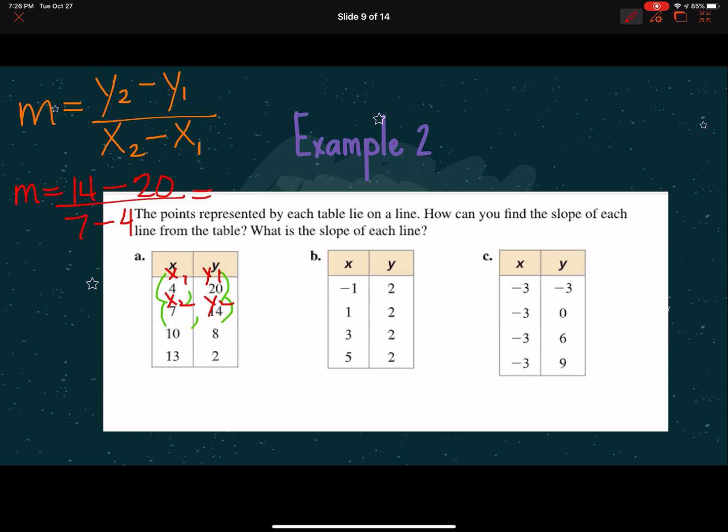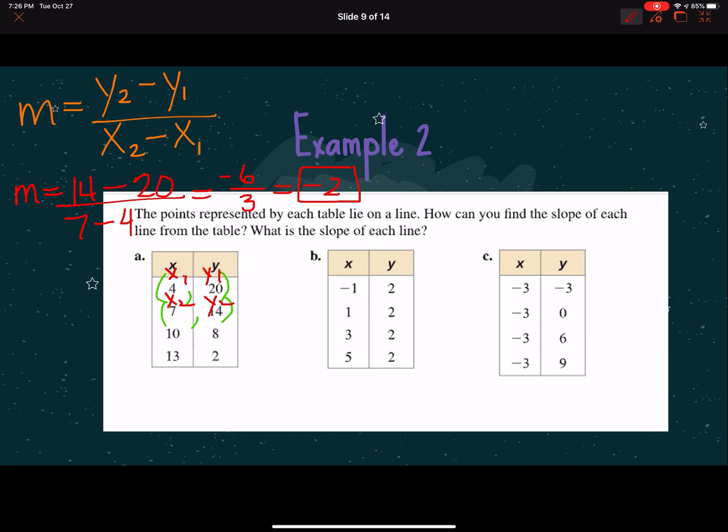It doesn't matter. On the top we get a -6, on the bottom we get a +3, which simplifies to -2. So how can you find the slope of each line from the table? By using the slope formula. And then what is the slope of the line? For table A, we have a slope of -2.